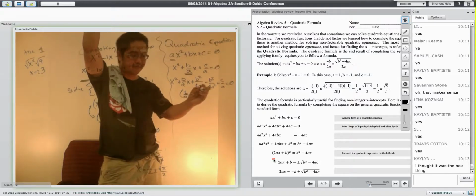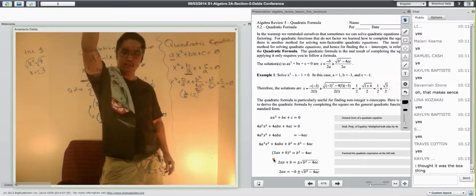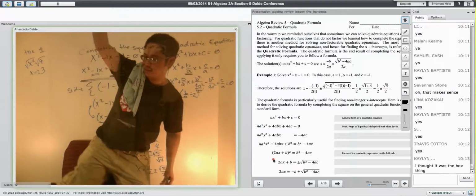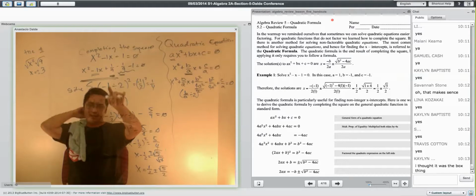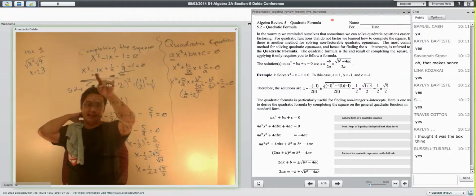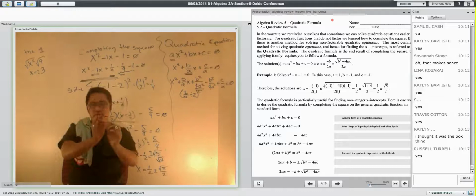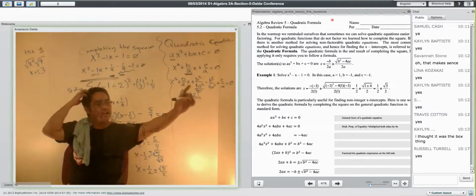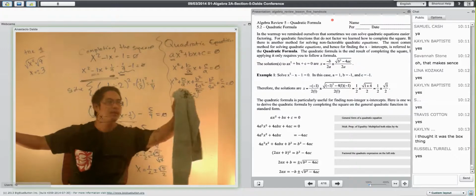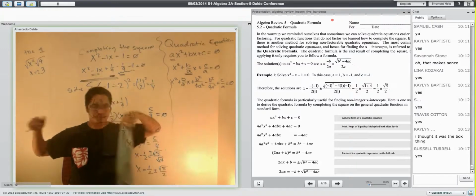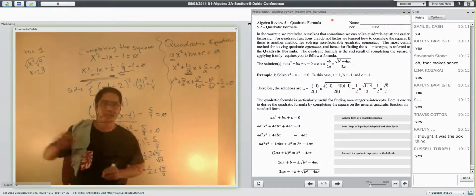That's why I added this. Does that make sense to you? It's the same exact thing that I did right here. I took this number that had the x in front of it, I divided by 2, and I squared it. I did the same thing there. It's just I'm doing this with letters, so it looks a little bit more confusing. Hang in there. Be strong on this one, all right?